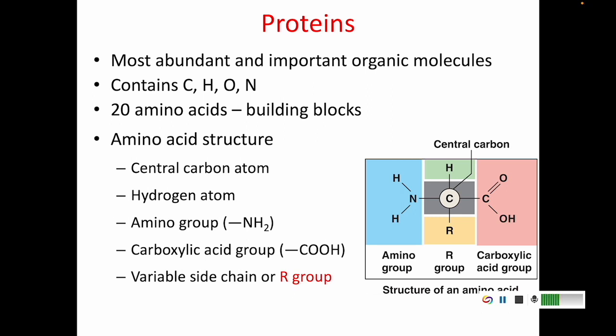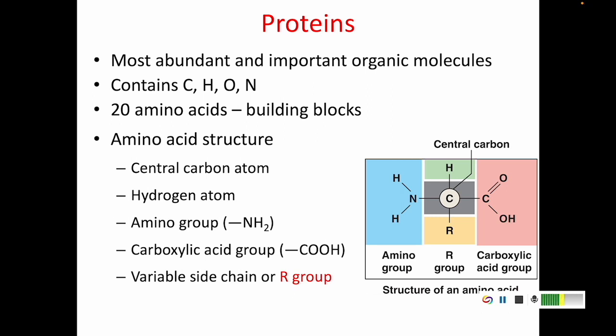Proteins are the most abundant and the most important organic molecules. They are doing a lot of the stuff that is happening in your cell. So when we talked about enzymes, they were proteins. When we discuss channels in a cell, when we discuss antibodies, when we discuss really any kind of work in a cell, it's probably going to be a protein. Proteins contain carbon, hydrogen, and oxygen, and they also have nitrogen in them.